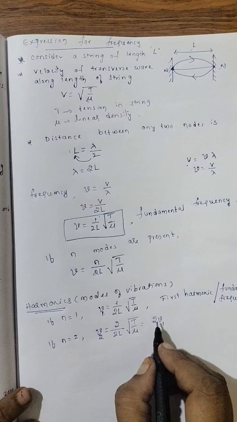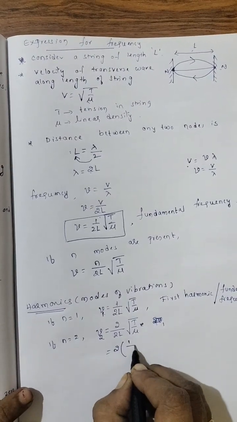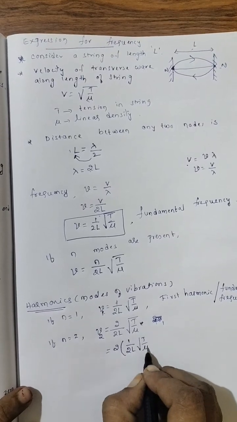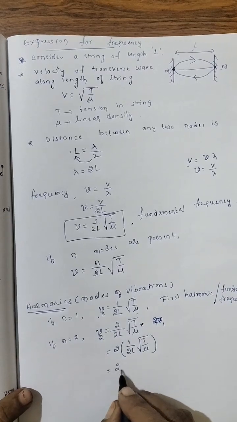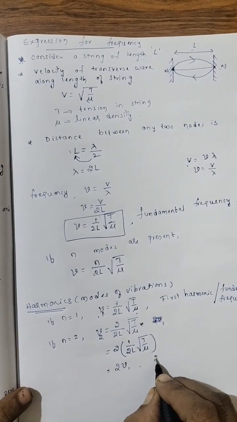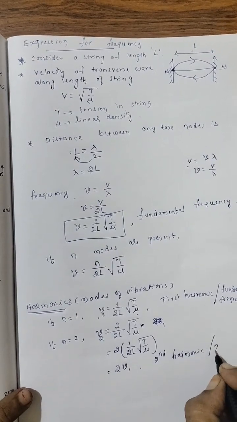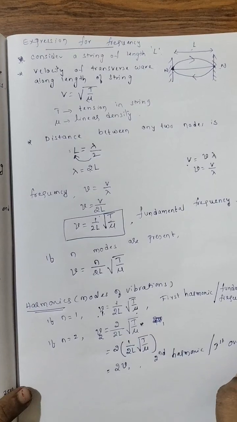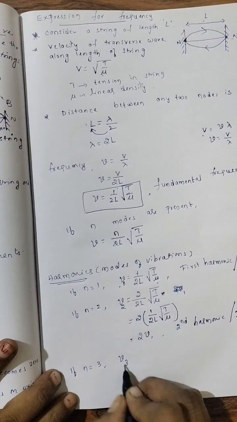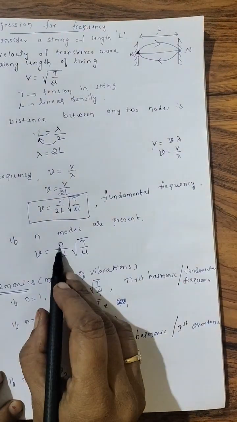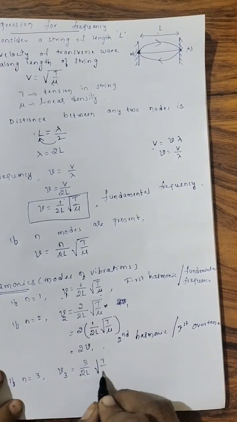Right? Now how can? Okay, if you don't understand, again another step, let us write 2 by 2L under root T by mu. Now in place of 1 by 2L under root T by mu, I can substitute nu 1, no? So 2 nu 1. This we call the second harmonic or first overtone. Similarly, if n equal to 3, I will write nu 3 is equal to, in place of n, what I have to write? 3 by 2L under root T by mu.